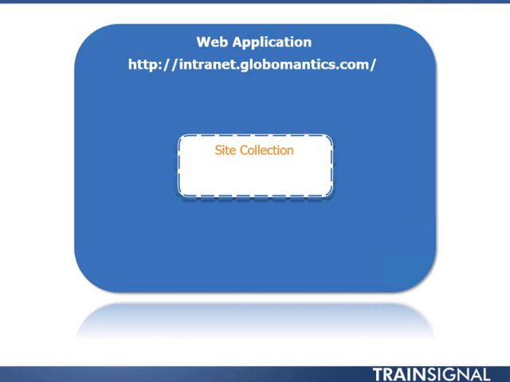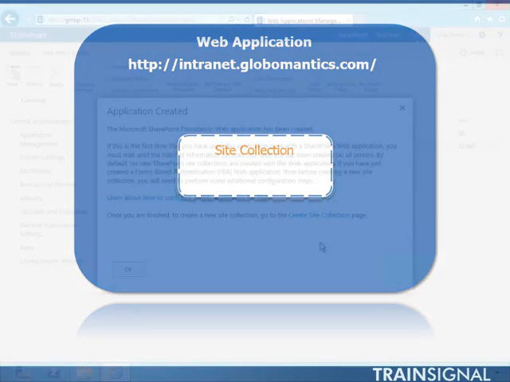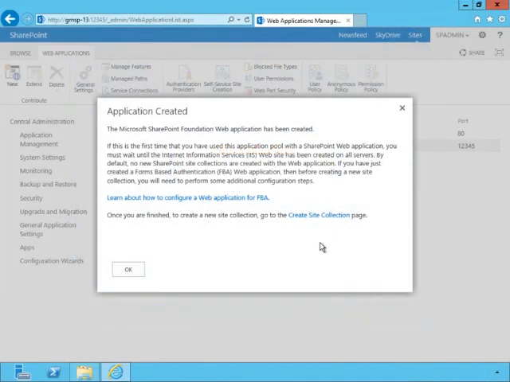Well, by now our web application should be finished, so let's go ahead and let's take a look back at our SharePoint server. Hey, and look at that. We are done indeed. Application created. Always a good sign. Whenever we don't see an error message, I think that's a good day. And like it says, if this is the first time you have used this application pool with a SharePoint web application, you must wait until the IIS website has been created on all servers.